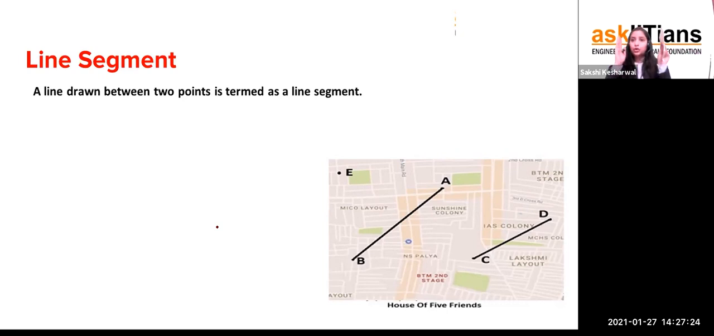A line. If you terminate the line, if you just take a small part of a line, it will become a what? A line segment, right or not? Or if you take any point over here and any point over here and join these two points, this is going to be a line segment, but in a straight line, not in any other way.